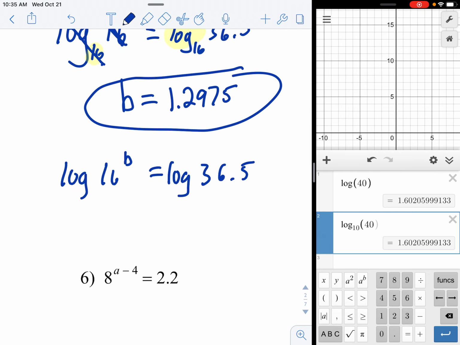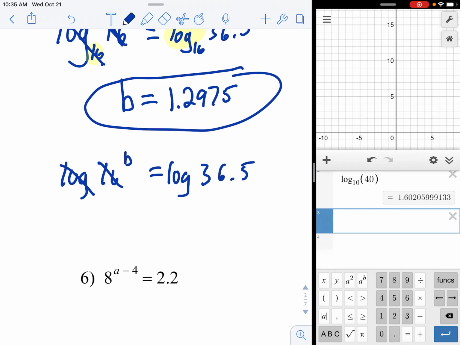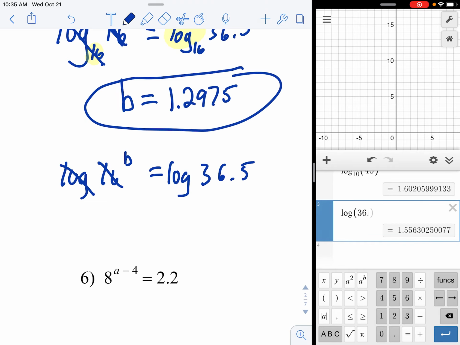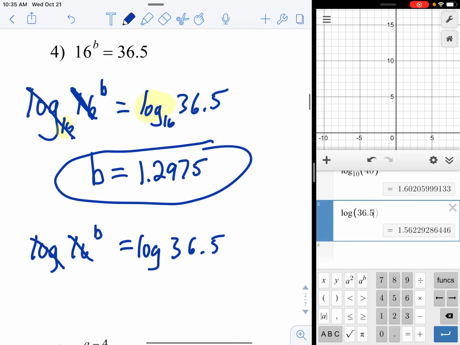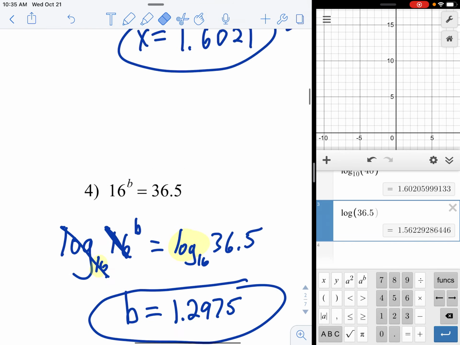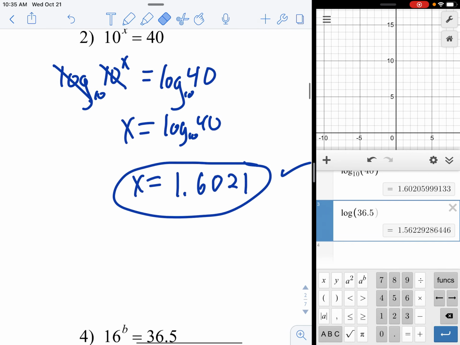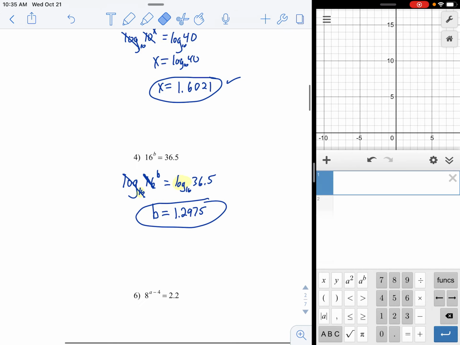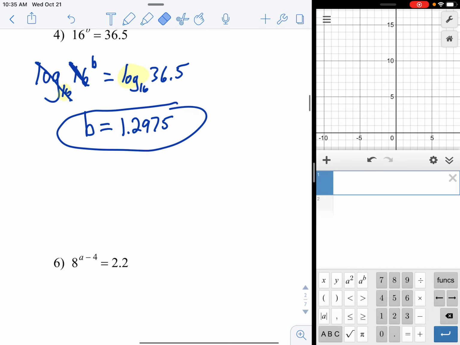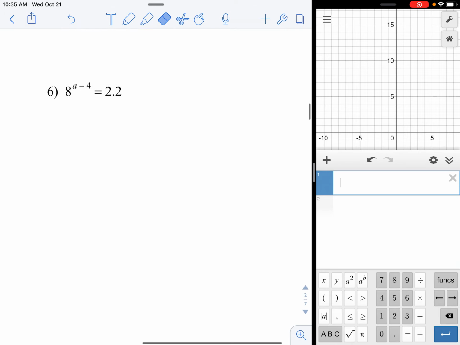Does this work? Well, no. A base 10 does not cancel out a base 16. If I type in to my calculator the common log of 36.5, it does not give me 1.2975. So you can't use the common log anytime you want. You're only going to use the common log when you're trying to cancel out a base 10. Okay, I beat that to death, hopefully. If you don't understand, it might not even be that important, but if you have issues, contact me. I'll try to explain it better if I need to.